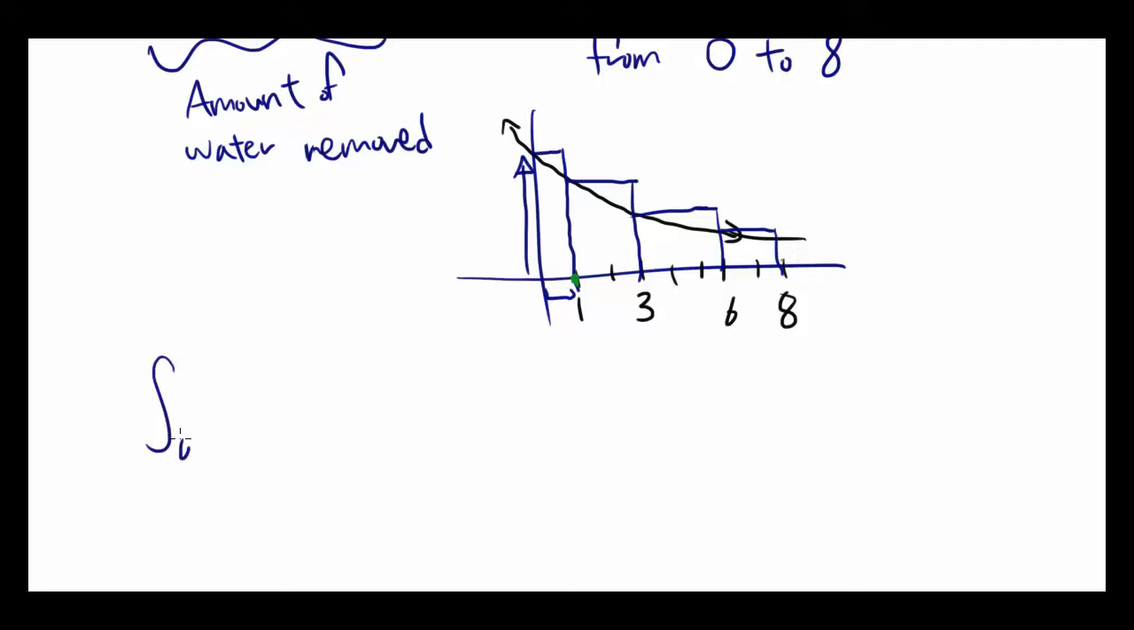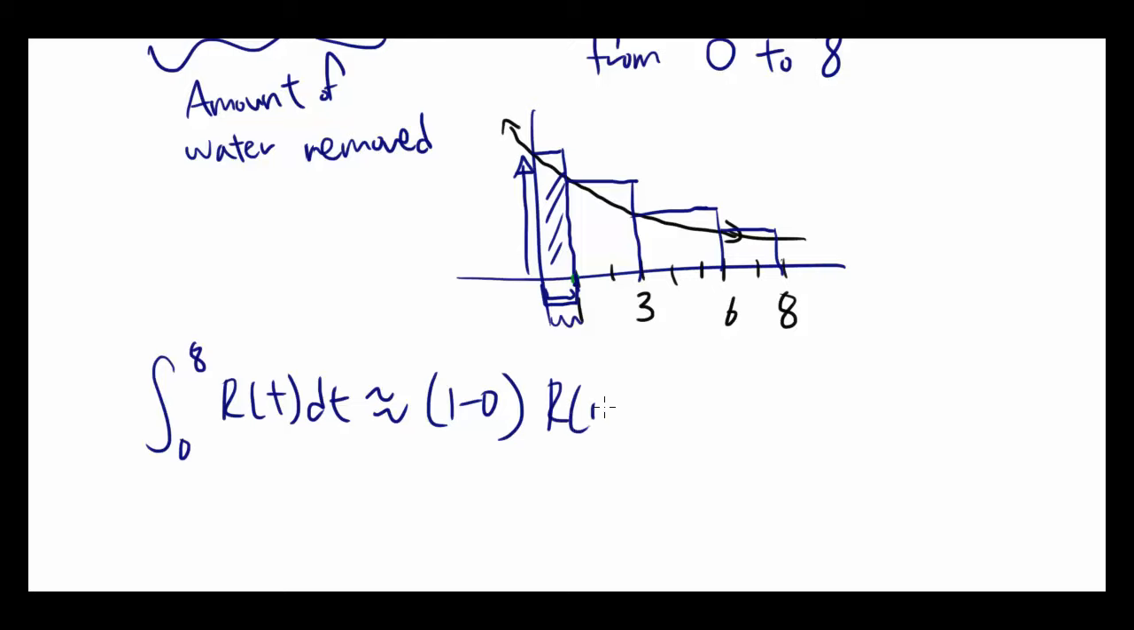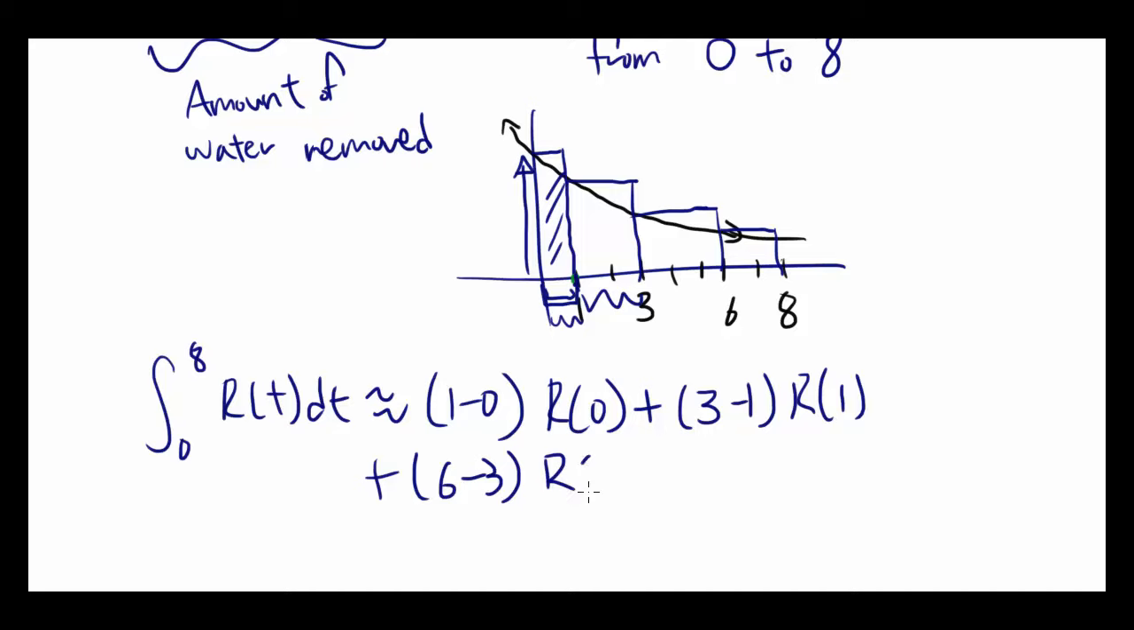The definite integral from 0 to 8 of R of t dt is going to be about, in this case, the area of this rectangle, which is 1 minus 0, the width, times the height, our function value at 0, plus the width of this rectangle, which is 3 minus 1, times the function value at 1, that's the height, plus 6 minus 3 times the function value at 3, plus 8 minus 6 times the function value at 6.